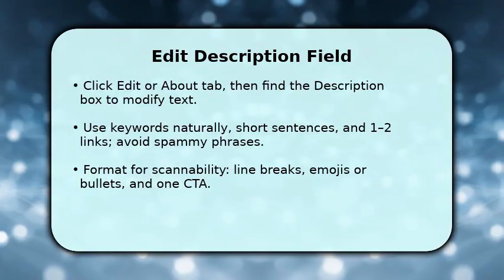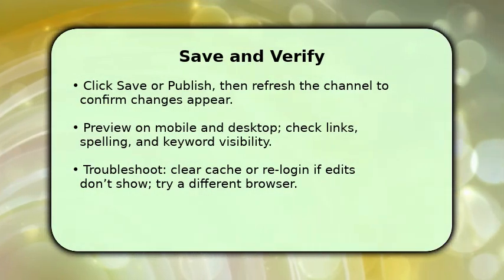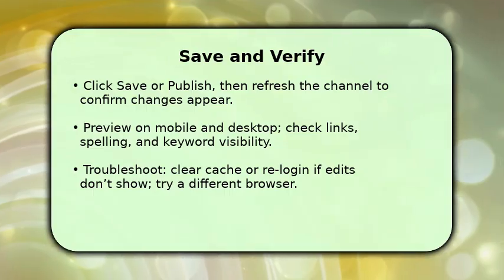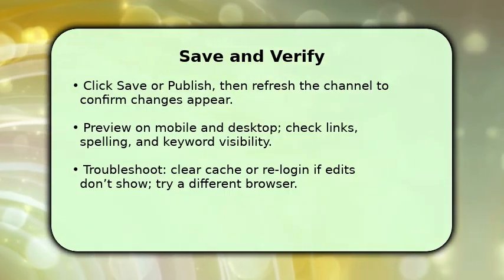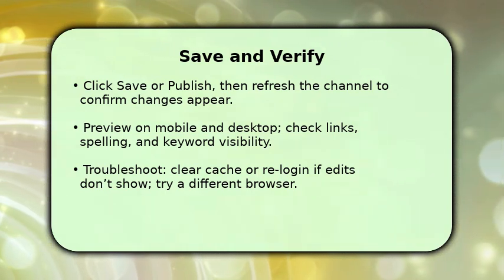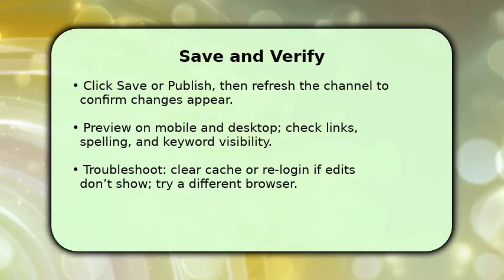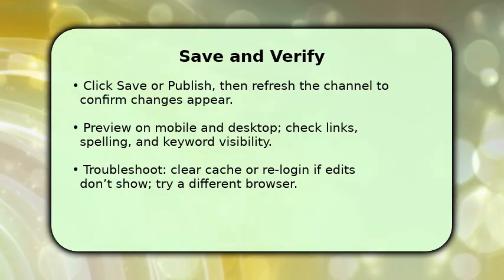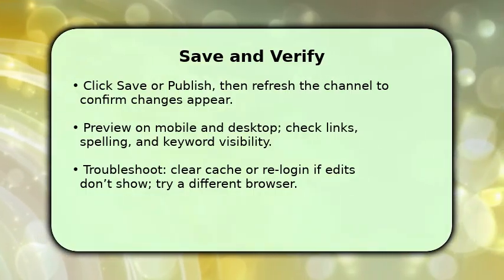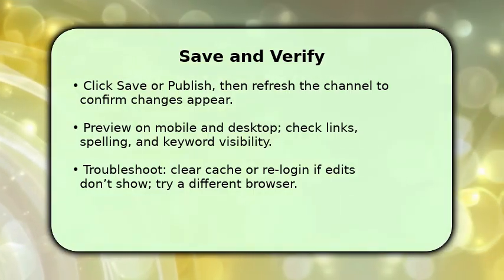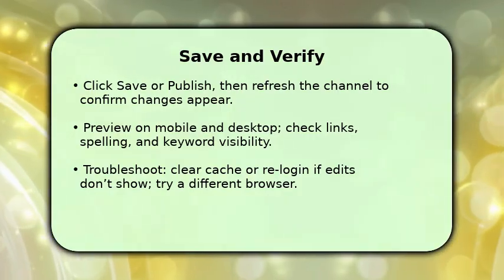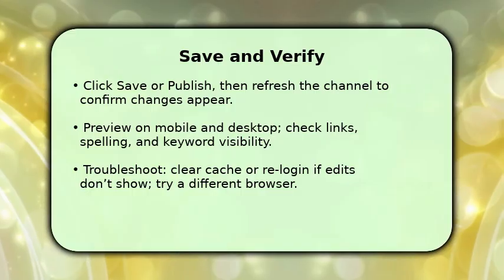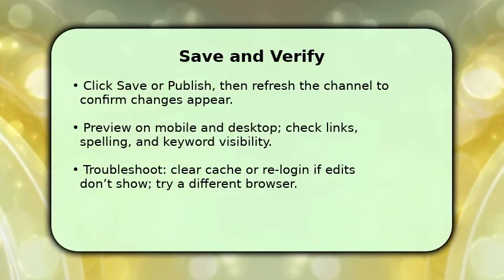Finish by saving and verifying because edits don't help if they aren't visible. Click Save or Publish, then refresh the page. Once done, view your channel on mobile and desktop to confirm formatting, links, and keywords display correctly. If something looks off, make small edits and save again to force an update. If changes still don't appear, clear your browser cache or log out and back in. As a troubleshooting tip, try a different browser to rule out local caching issues.